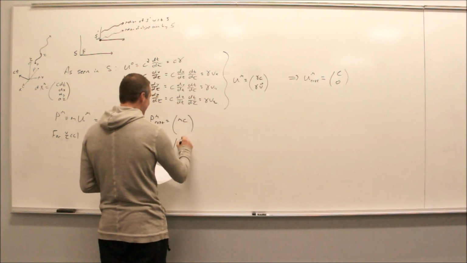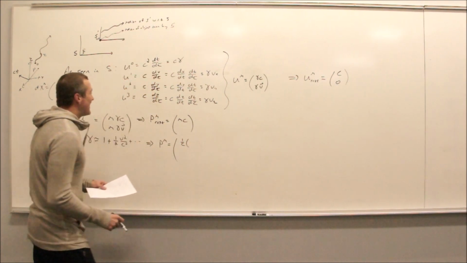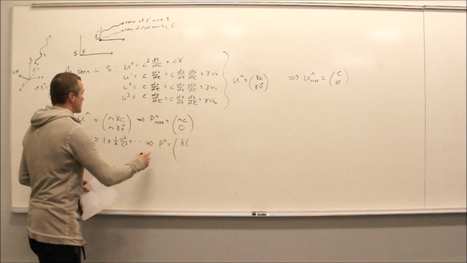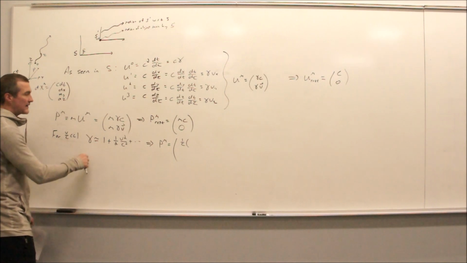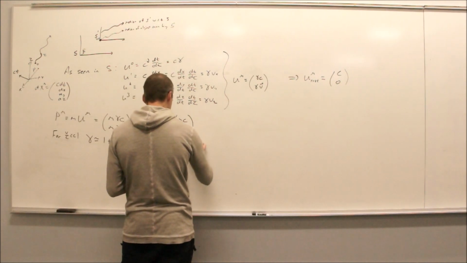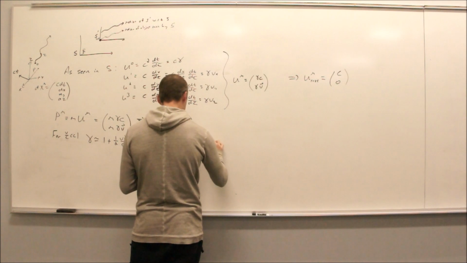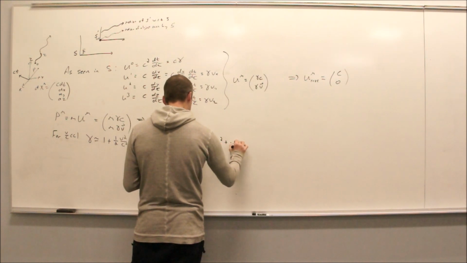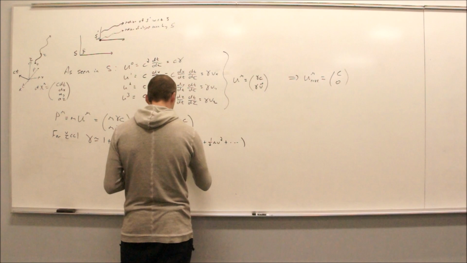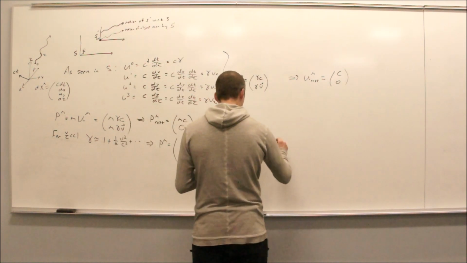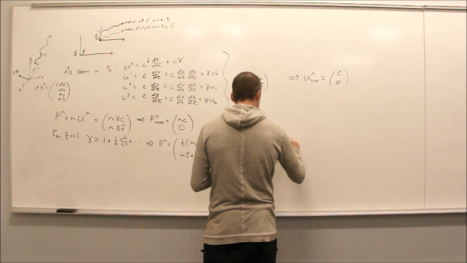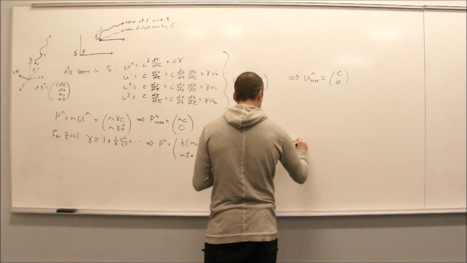So I'm going to take this and just expand gamma. So I get 1 over c times (mc squared plus 1/2 mv squared plus dot dot dot), and then mv plus dot dot dot. And this is going to equal 1 over c times the relativistic energy and the relativistic spatial momentum.